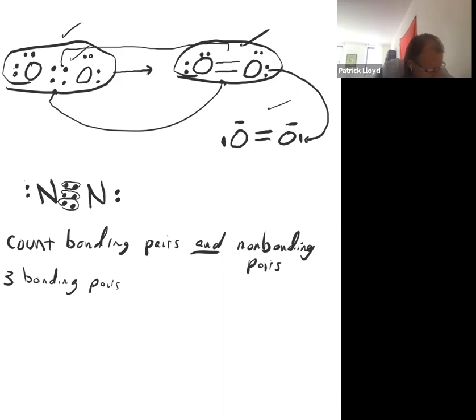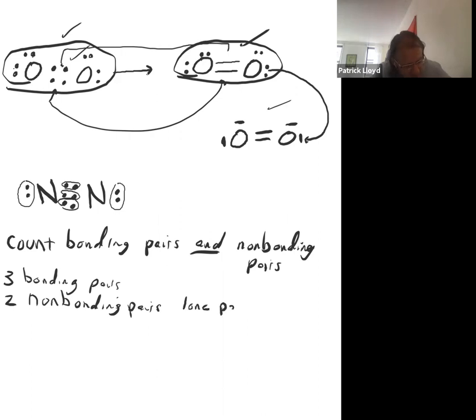And then the non-bonding pairs are the ones that are not in between the atoms. They're only on one of the atoms. So it looks like there's 2 non-bonding pairs. So that molecule N2, dinitrogen, has 3 bonding pairs and 2 non-bonding pairs. And there is another term that's used for non-bonding pairs. It's also called lone pairs. It's the same meaning. So a lone pair is only on one atom, so it's alone. It's not connected to the 2 atoms.